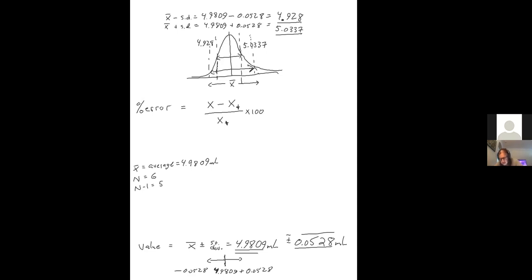So let's imagine that this was an experiment where we were pipetting 5 milliliters of solution each time. So the true value, what we expect it to be, is 5 milliliters, right? This is a 5 milliliter pipette. So the true value would be 5 mL. Remember, all those values that I put up there were very close to 5. So here's our average. So this is our experimental, right? We call it the average, but that's our experimental average.